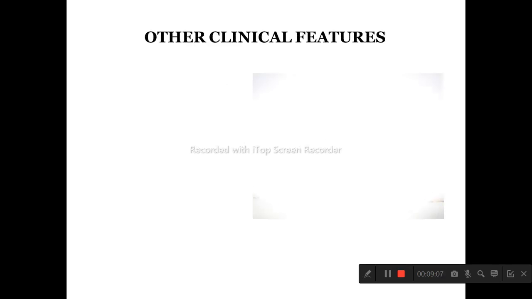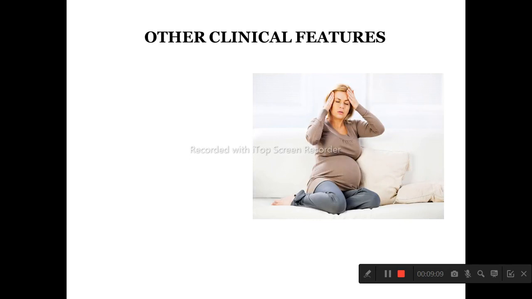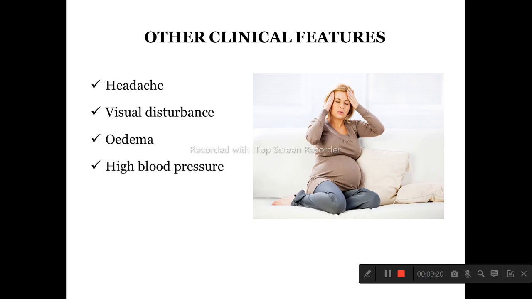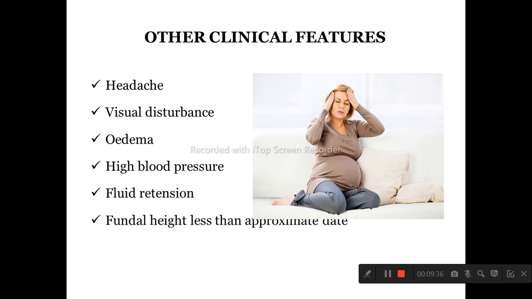Then next are the other clinical features, what the mother initially complains about. First one is headache, then second is visual disturbance, then third is edema in the dependent area first, and then further in other parts of the body. High blood pressure, or blood pressure more than 140 by 90, and fluid retention, such as swelling in the feet, or a very heavy foot you can see in the hypertensive patient during pregnancy. Then the fundal height is less than the approximate date.